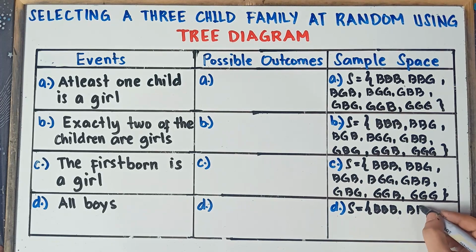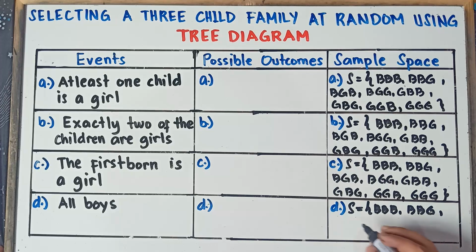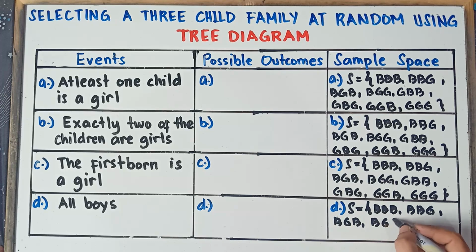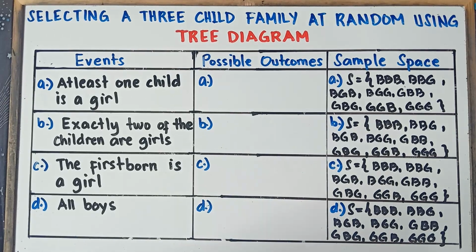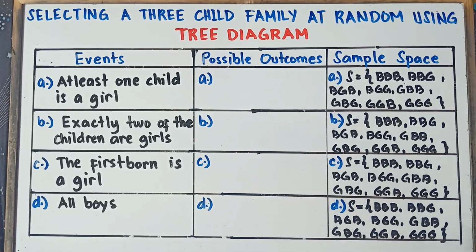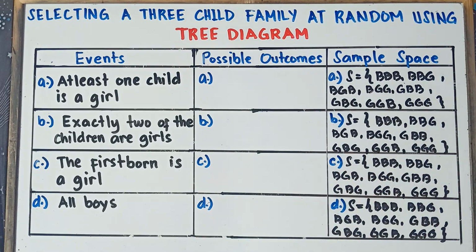Okay, boy, boy, and then girl. So we have boy, girl, boy. Boy, girl, girl. Girl, boy, boy. And then girl, boy, girl. 2 girls, and then 1 boy, and then all girls. So we are all set, class, with regards to sample space. So same answer, class, with regards to letter A, B, C, and D, because sample space is the set of all possible outcomes, and these are all the possible outcomes.